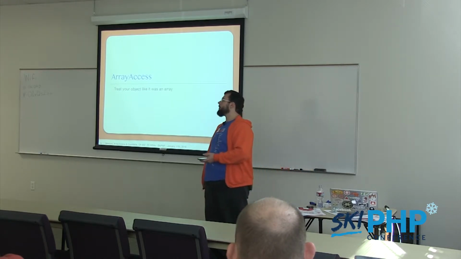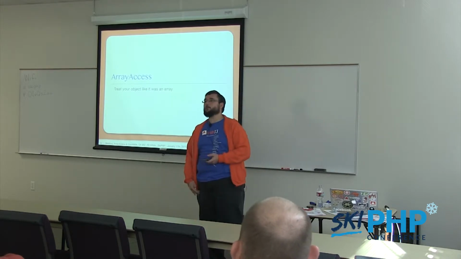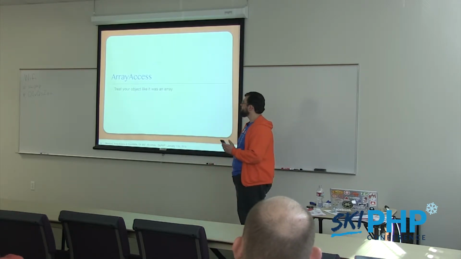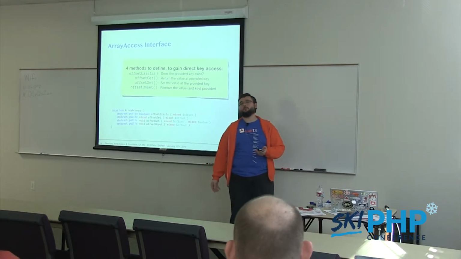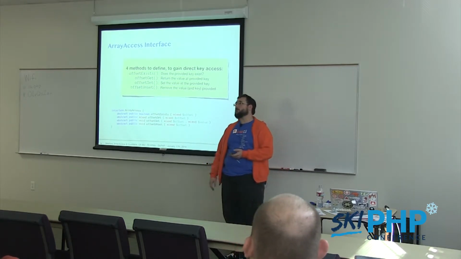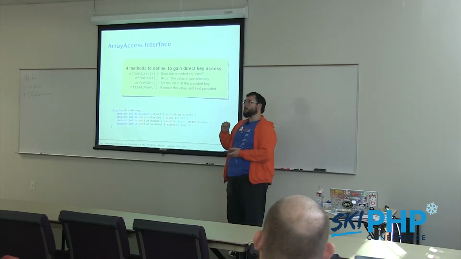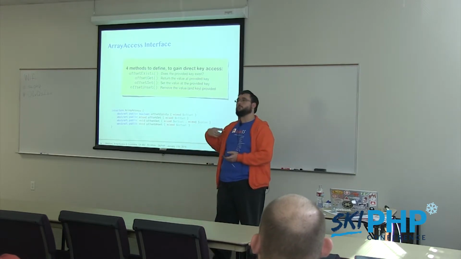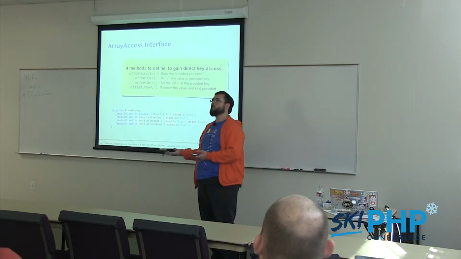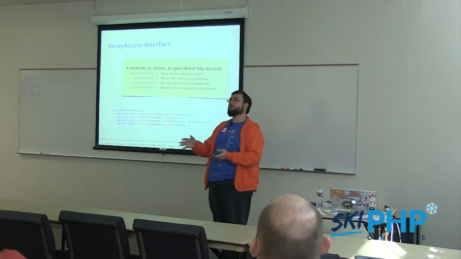So the next step is to try to go in and treat your object like it's an array by using ArrayAccess. ArrayAccess, again, is an interface. This time there are 4 methods you need to define. All of these are, again, designed around getting direct key access. It's easiest if you think about this in our example, where your internal data is an array in the first place. It's very simple and straightforward.